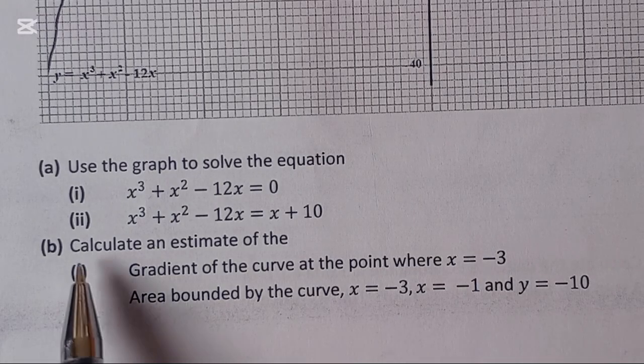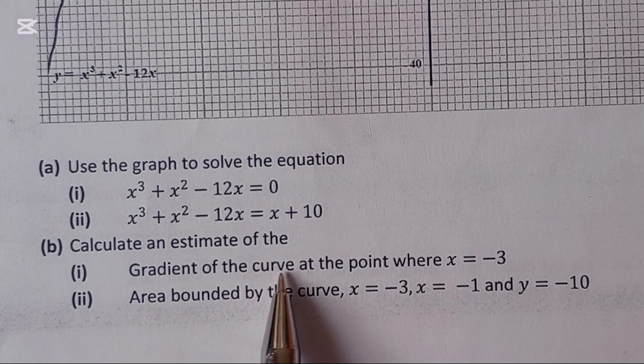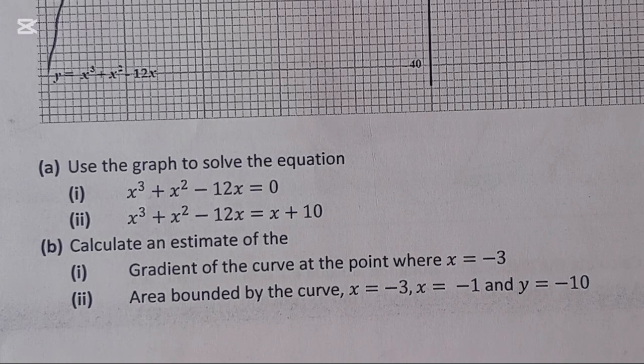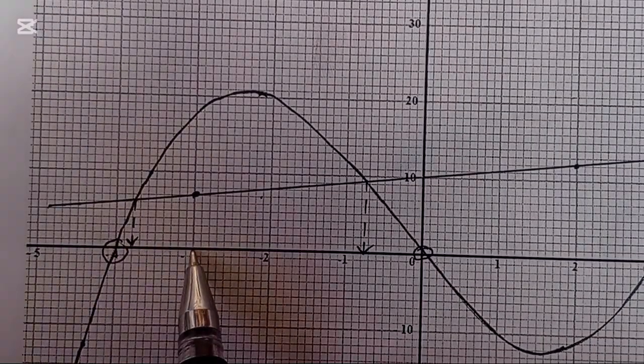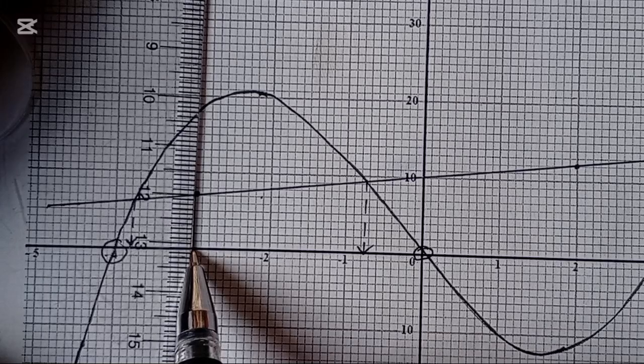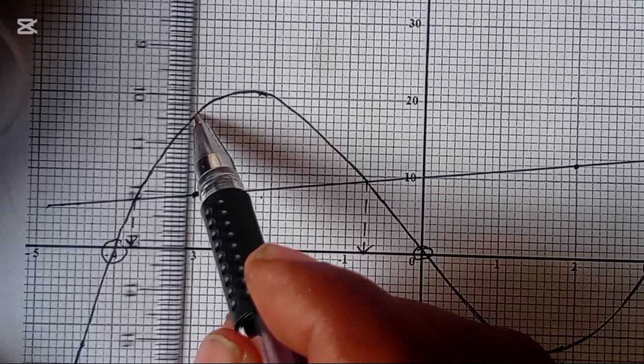Then part B, calculate an estimate of the gradient of the curve at the point where x is negative 3. So how do we calculate an estimate of the gradient? For us to calculate the gradient, first of all, I need to draw a tangent. So drawing a tangent where x is negative 3. So this is where x is equal to negative 3. This is where we are going to draw a tangent.